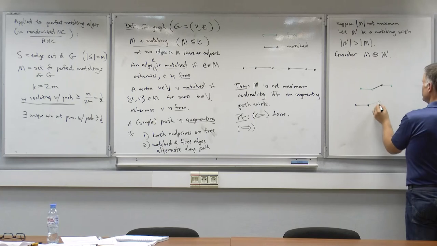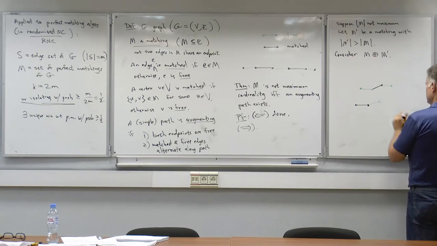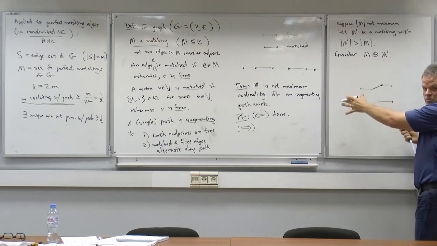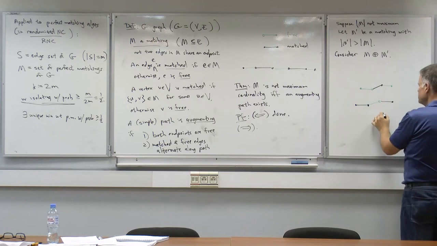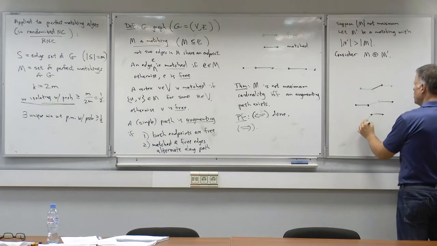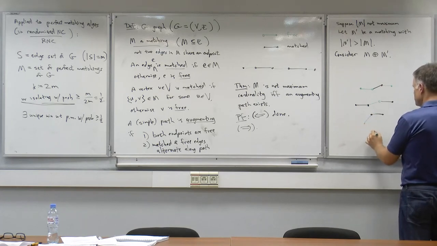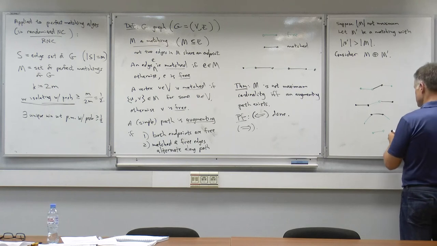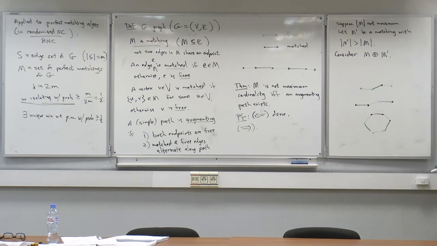So you could have paths that look like this, and you can have paths that are balanced, that have a black on one side and a green on the other. And you could also have cycles. So you could have even length cycles that alternate black and green edges. But the point is they all alternate. The endpoints are a different story, but they all alternate. So a cycle has the same number of green edges and black edges.